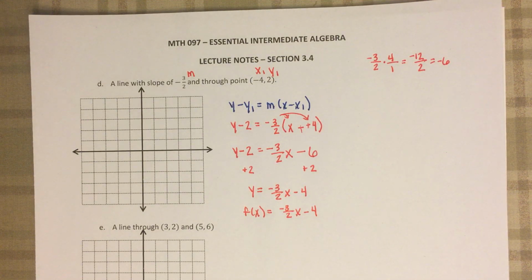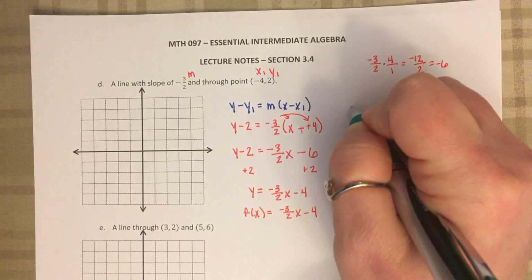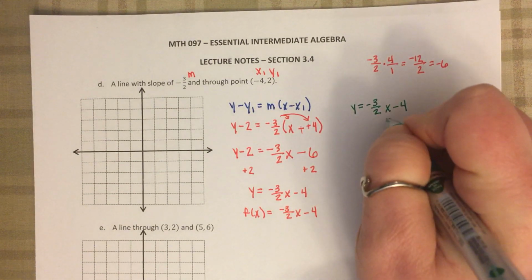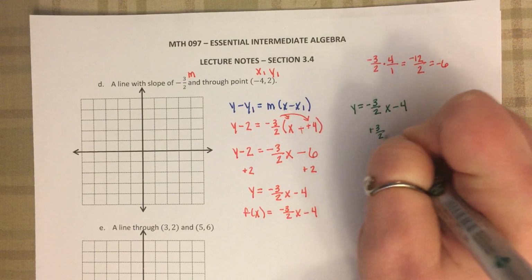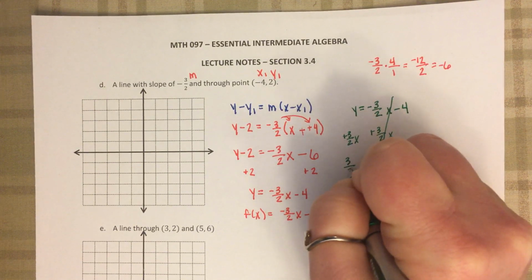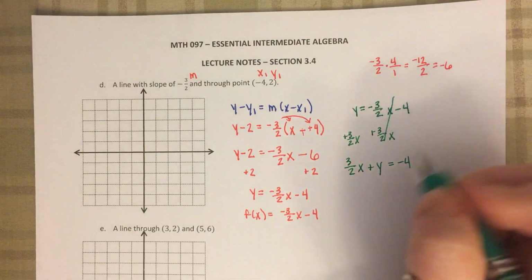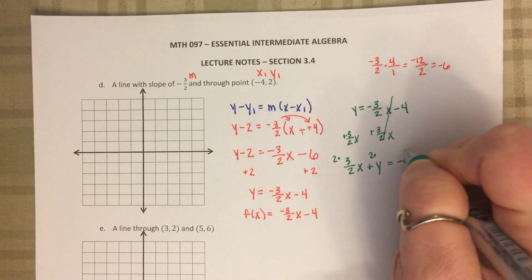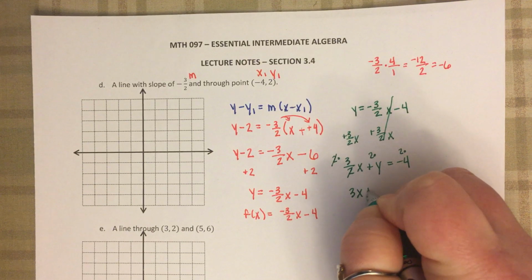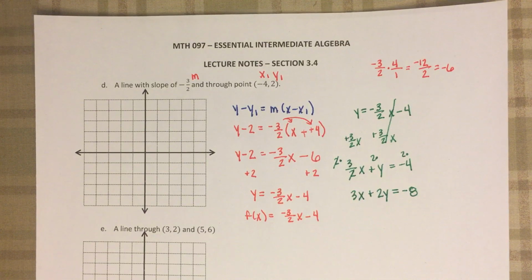Right, to get our standard form equation, we're going to start with this slope-intercept form. So we're going to start with y equals negative 3 over 2x minus 4. Right, we're going to move our x term to the other side. So we're going to add 3 over 2x to both sides. So we have 3 over 2x plus y equals negative 4. And then we're going to get rid of our denominator. So we're going to multiply everything by 2. 2's cancel. We have 3x plus 2y equals negative 8. So there's our equation in standard form.